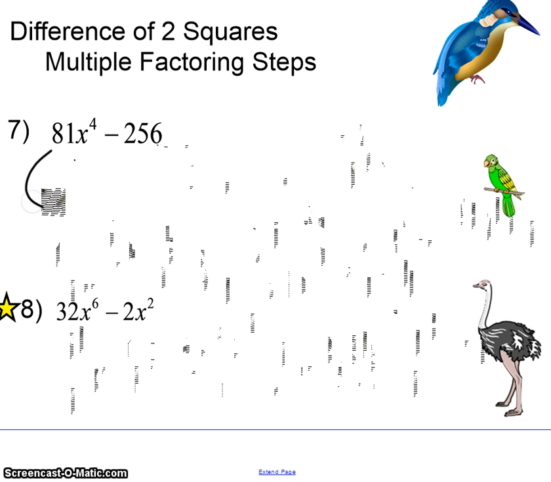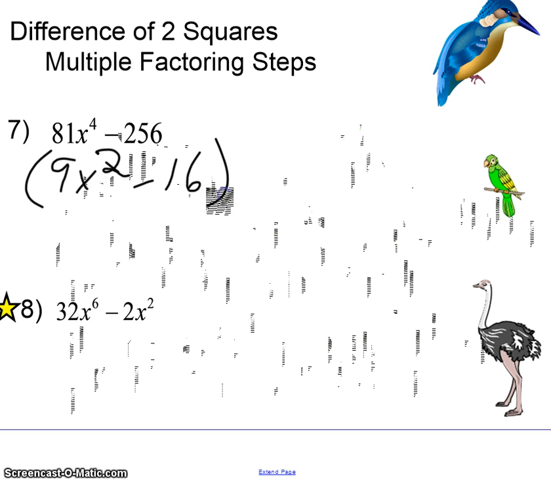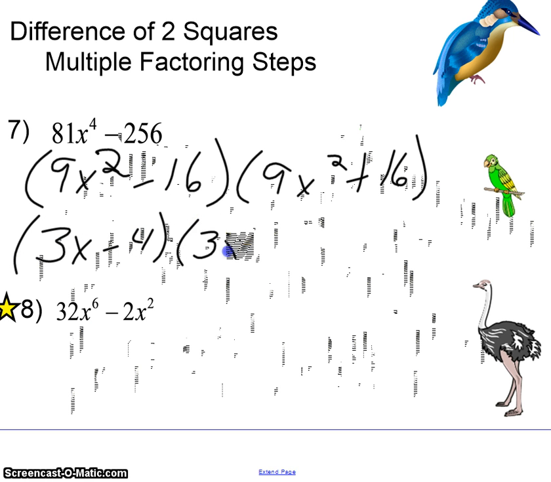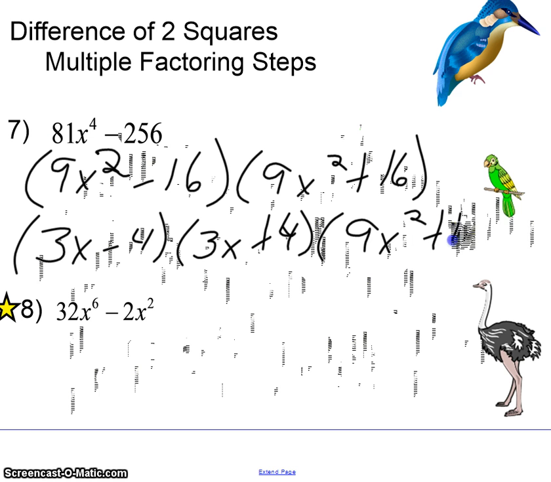So I'm going to do 9x to the second minus 16, and 9x to the second plus 16. And again, 9x to the second minus 16 is the difference of two squares again. So that's 3x minus 4 times 3x plus 4 times 9x squared plus 16.